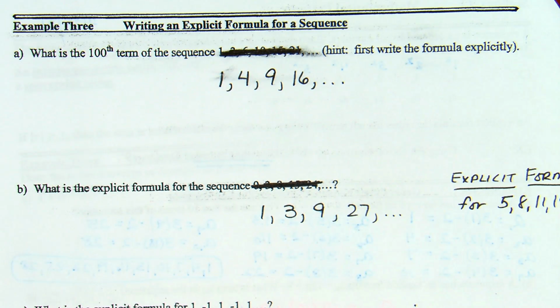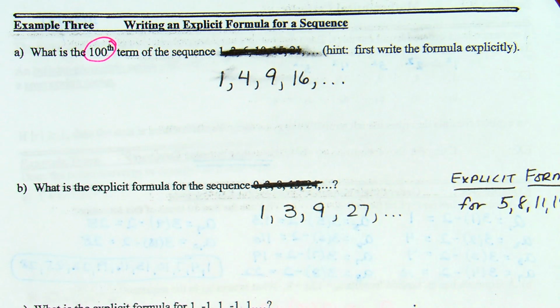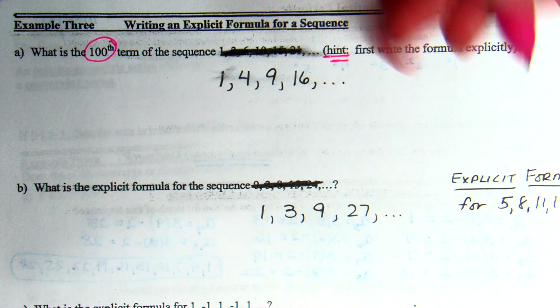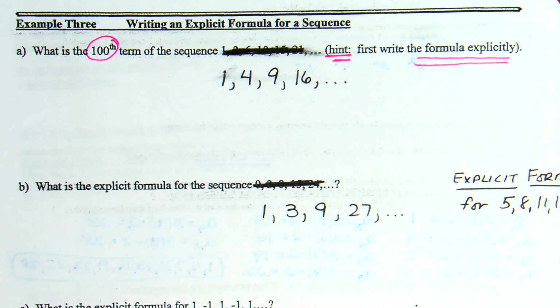So, in this case, I made that first sequence 1, 4, 9, 16, and so on and so forth. And officially, we're being asked to find the 100th term. Now, if you have lots of time on your hands, you could look for a pattern and keep working your way up. More power to you. The hint over here, and what I want to encourage, because we need to talk about how to do this, is to write an explicit formula.